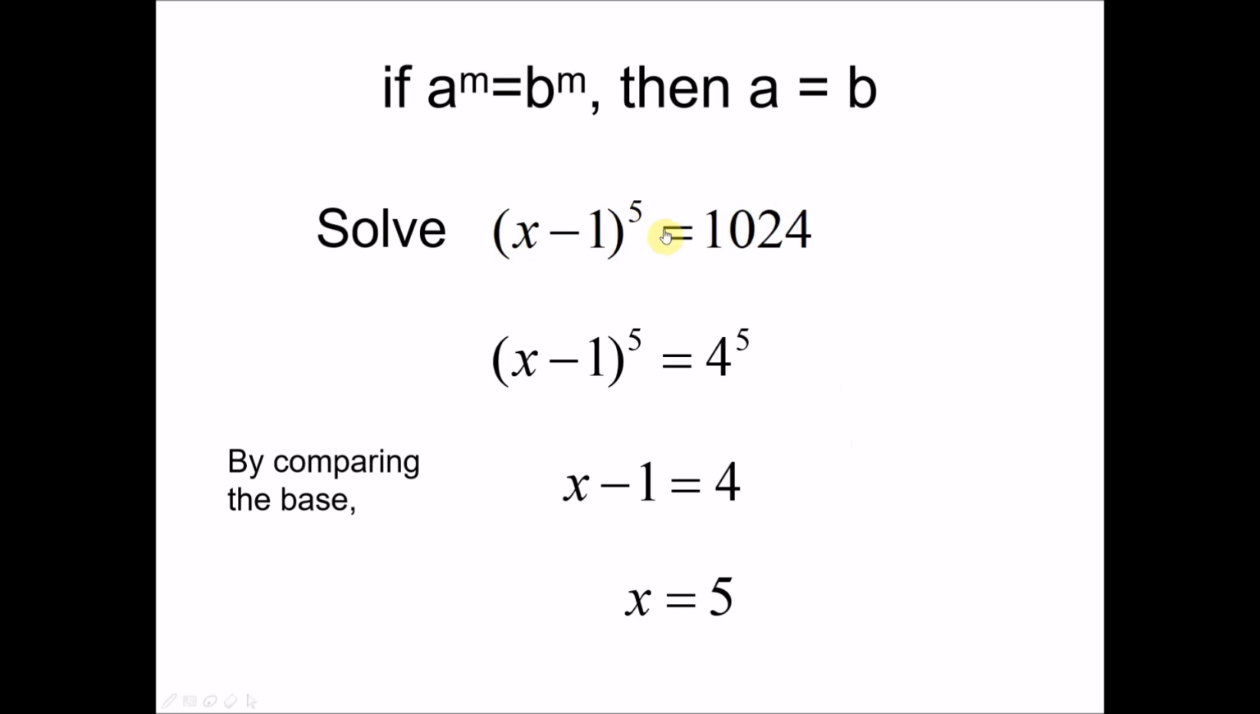Another way to solve this is to find the fifth root of both sides. You find the fifth root, which cancels off with the power of 5. Here you find the fifth root, you get 4. Then x minus 1 equals 4, and you find the answer.